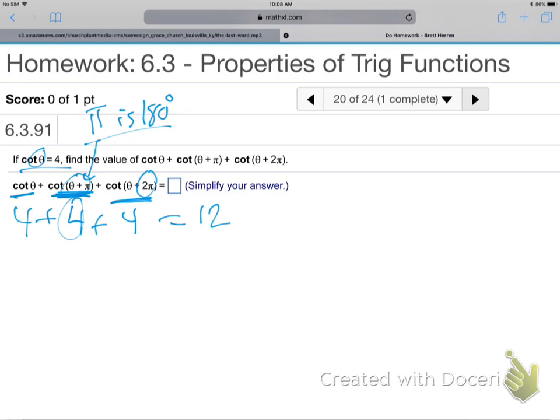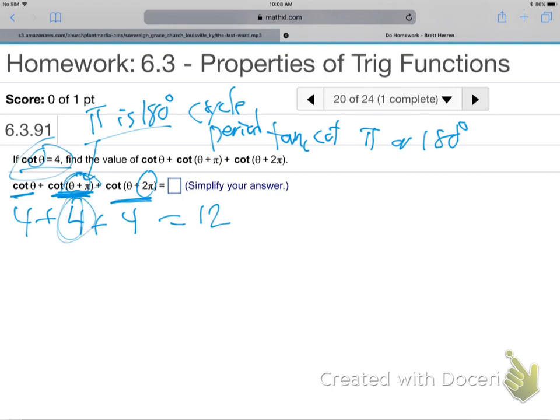Does that make sense? They're just hitting on the fact that the cycle or the period, as they call it, for tangent and for cotan is pi or 180. So if you add pi or add 180 to any angle, you're going to be back to the same cotangent or tangent value. If it was 4 at theta, it's going to be 4 at theta plus half a circle. It's going to be 4 at theta plus 2 half circles.